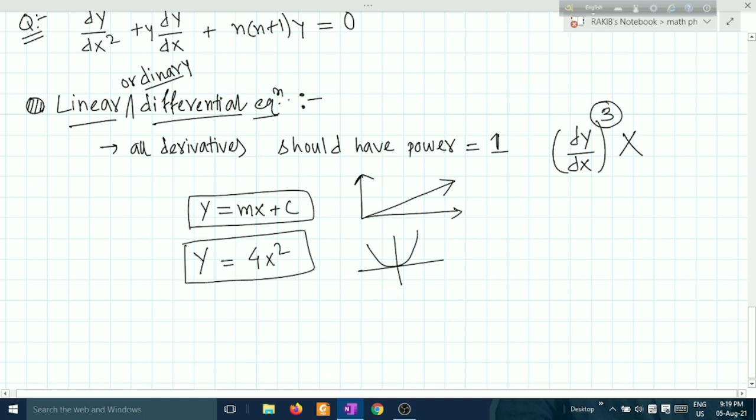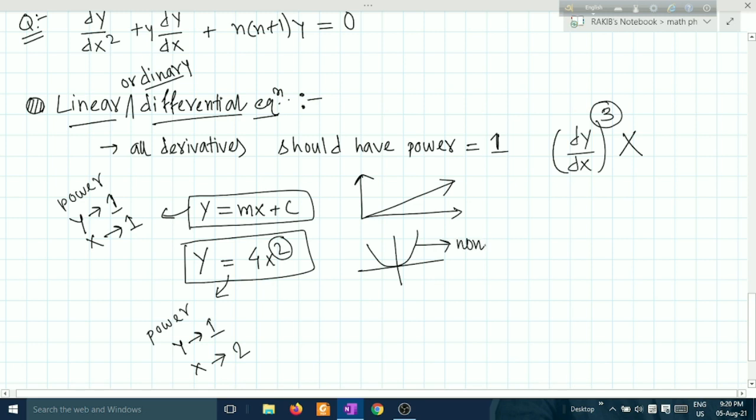You can see easily that in this case the power of y is 1 and the power of x is also 1. In this case the power of y is 1, and the power of x is 2. This 2 makes the graph non-linear. This is not linear. Non-linear means not a line. This is linear because it is a line, from line comes linear. This is non-linear and the upper one is linear.